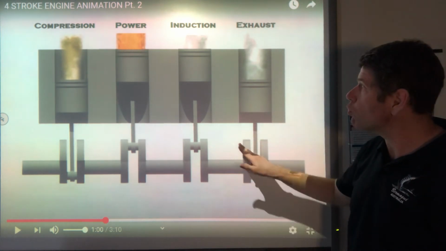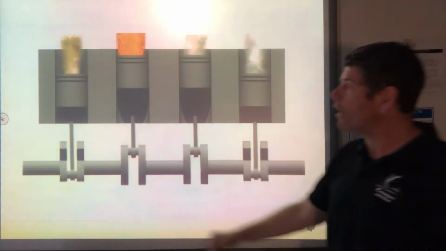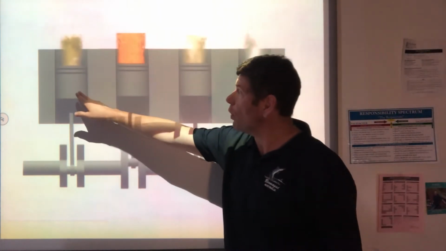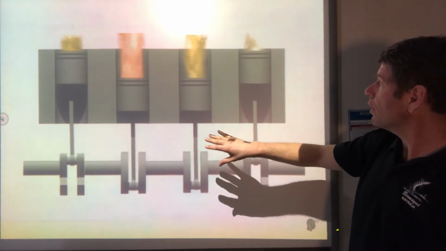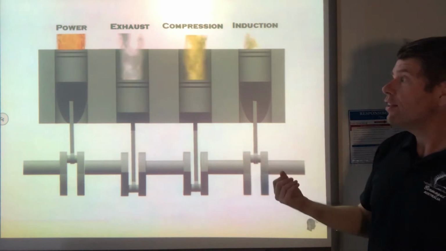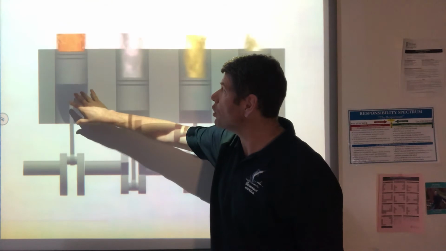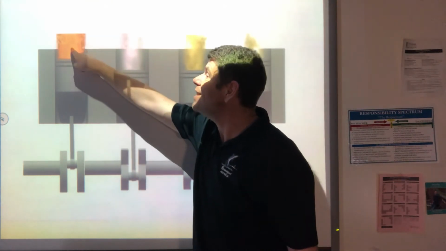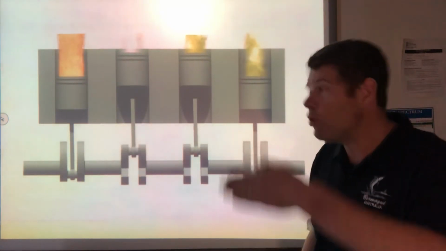So I will let this roll, so you're going to see all the pistons in action. Notice this is going through a compression, power, intake, and exhaust. But then they switch, right? The cylinder that was going through its compression stroke is now in its power stroke, because it needs to do those 4 strokes in order.